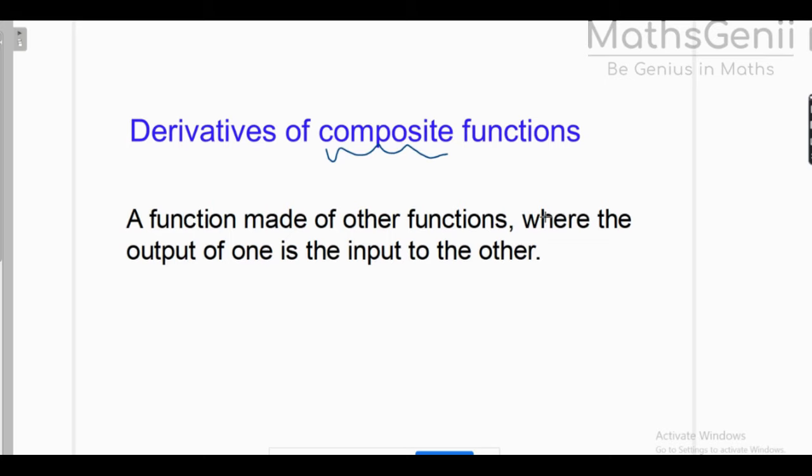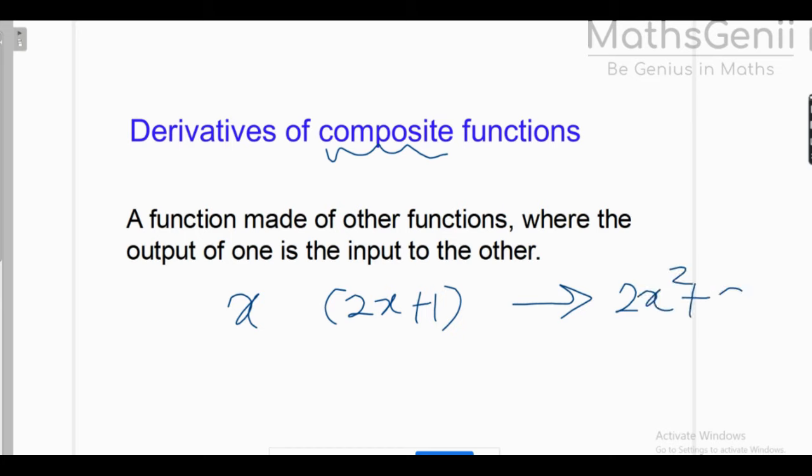So what is a composite function? A composite function is where the output of one is the input of the other. So for example, you have something like this, and your output will be this. So what does it say? The output of one is the input of the other. Okay, so this is a composite function, a function made up of two functions. This is an example of a composite function.